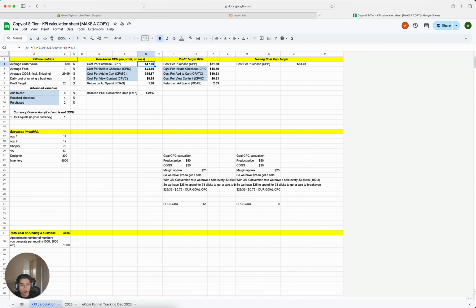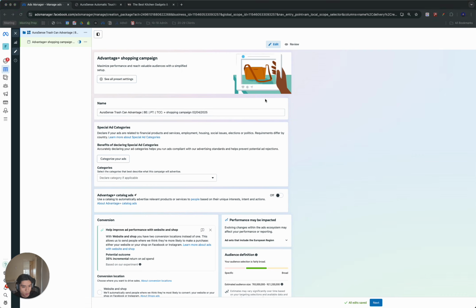So we're going to now bring this into the naming conventions. Break-even is 47, profit target is 31, and our testing cost cap is 38. Back in the naming conventions, we're just going to add this in right here, 47, profit target 31, testing cost cap 38. Okay, cool. So now we basically have our product title, our break-even CPA, our profit target CPA, and our testing cost cap right here.